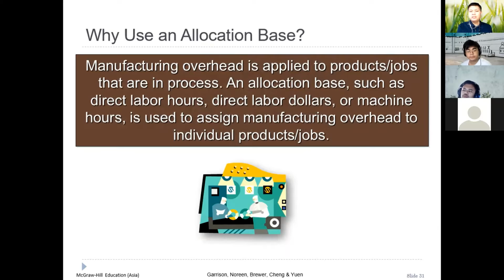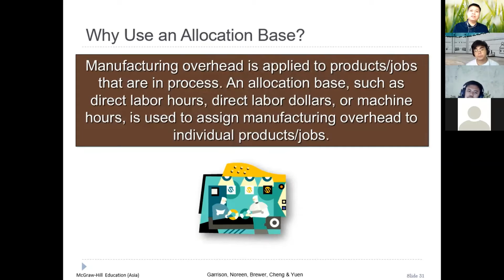Why do we have to estimate overhead? Well, one reason is information like the actual overhead costs are not readily available at the end of the month. One example is if you are incurring electricity expense, the electricity bill does not come at the end of the month. Normally, it comes after the end of the month.